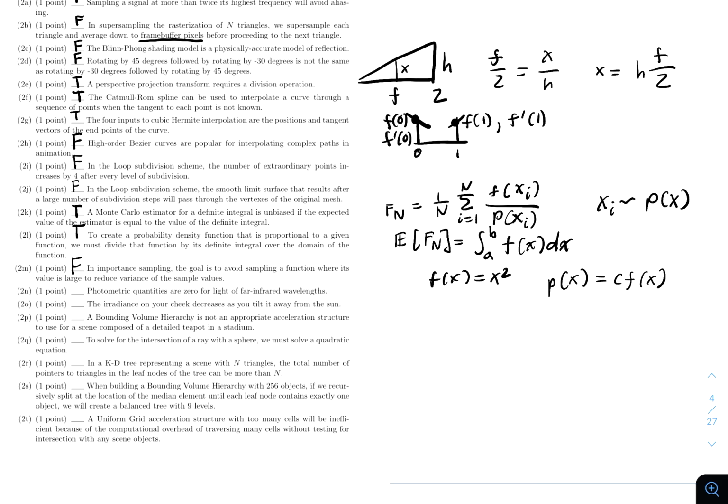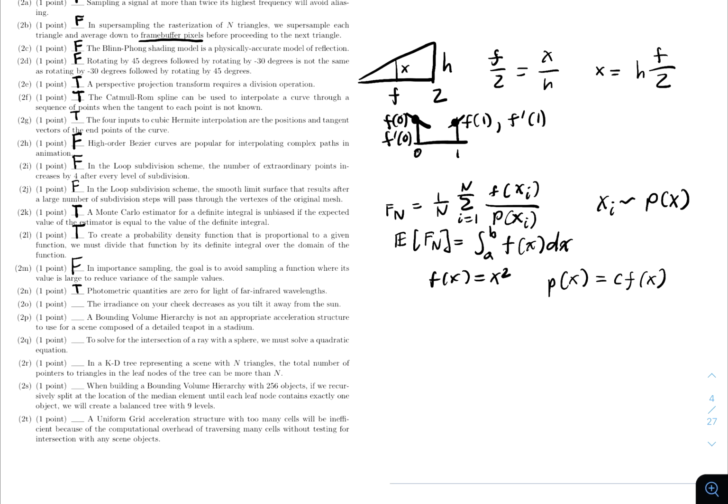Part N is photometric quantities are zero for light of far infrared wavelengths. Photometric quantities, as opposed to radiometric quantities, only measure properties of light for visible light spectra. The far infrared wavelengths are not part of visible light spectra, so they won't be accounted for in the photometric quantities. So this will be true.